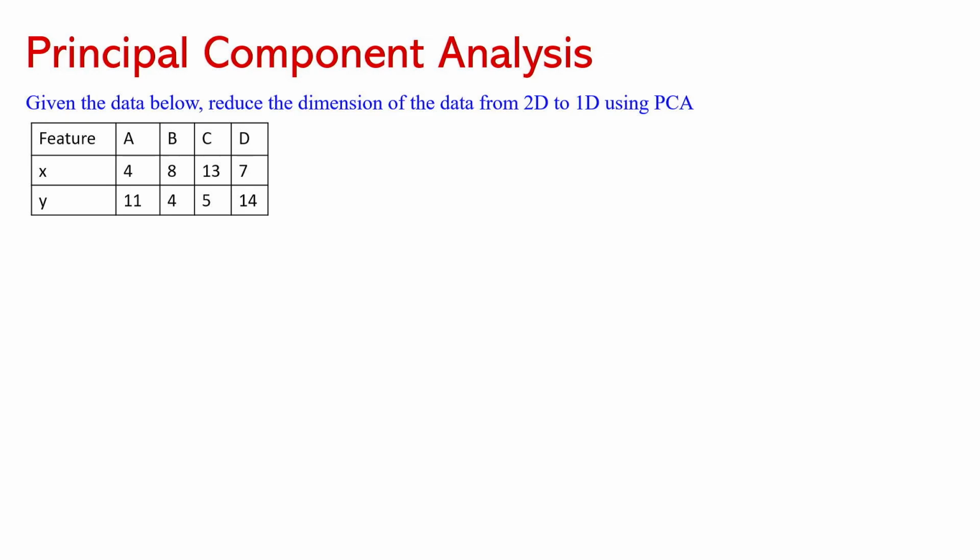In this lecture, we will try to solve a problem on principal component analysis. We will take a simple problem and try to solve it. See the problem here: given the data below, reduce the dimension of the data from 2D to 1D using PCA. We have two features, X and Y.